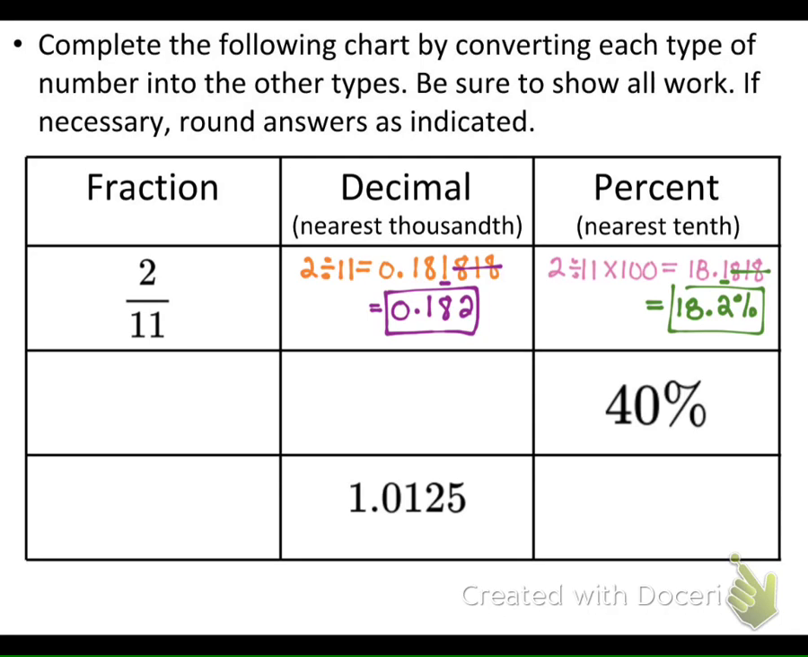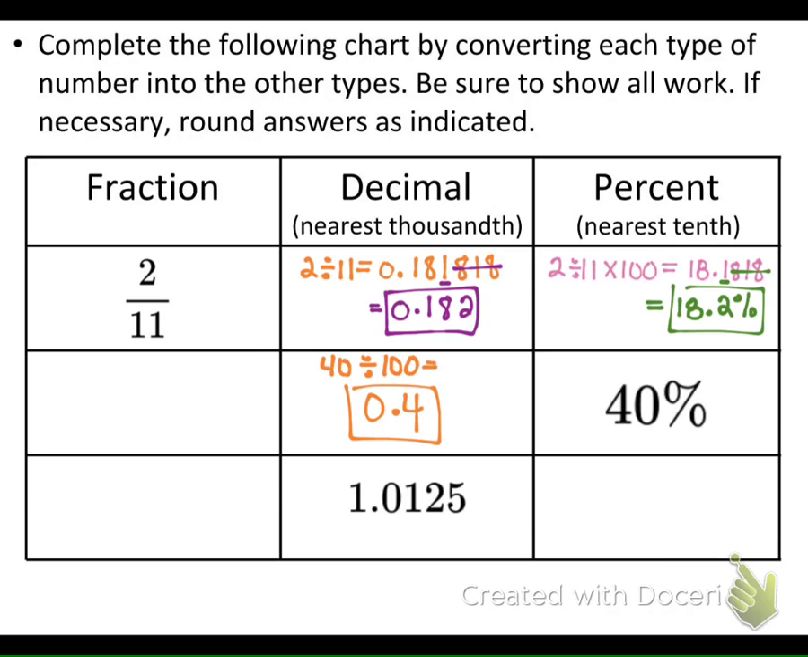Okay, so how do you change a percent to a decimal? Divide by 100. Okay, so I'm going to take 40, divide it by 100, and what do you get, Kelsey? 0.4. Okay?